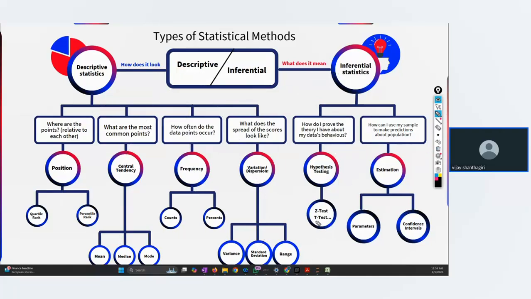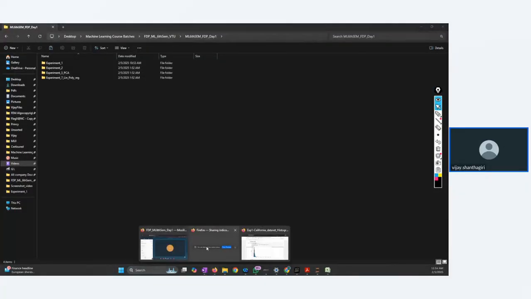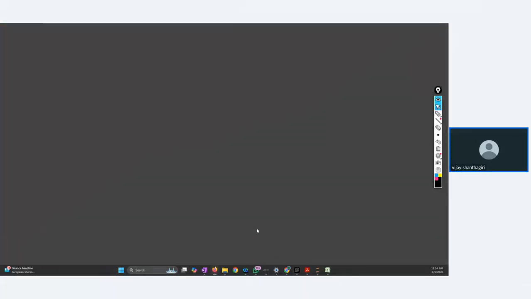Close this and we come back to our data set. And all you have to do is go open Jupyter Notebook the way I did.